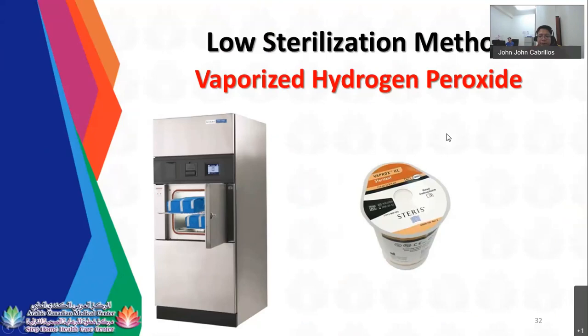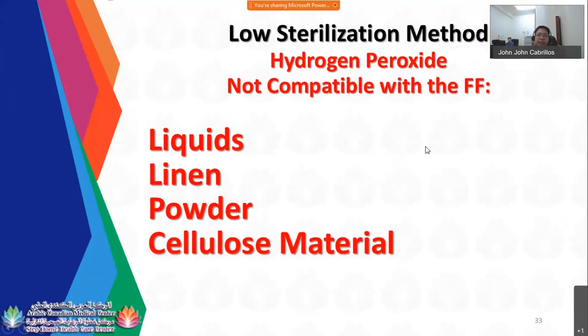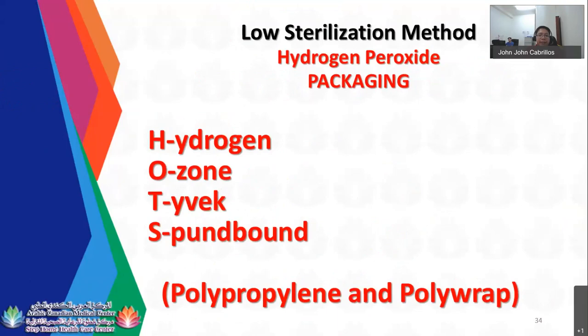So for your hydrogen peroxide, it's not compatible with the following: liquids, linen, powder, or cellulose materials. For your packaging, please remember the HACCPs, which is hydrogen, ozone, Tyvek, and spunbound polypropylene and polywrap. So that's the accepted packaging for hydrogen peroxide. So Tyvek and spunbound, it's acceptable also with your ethylene oxide.